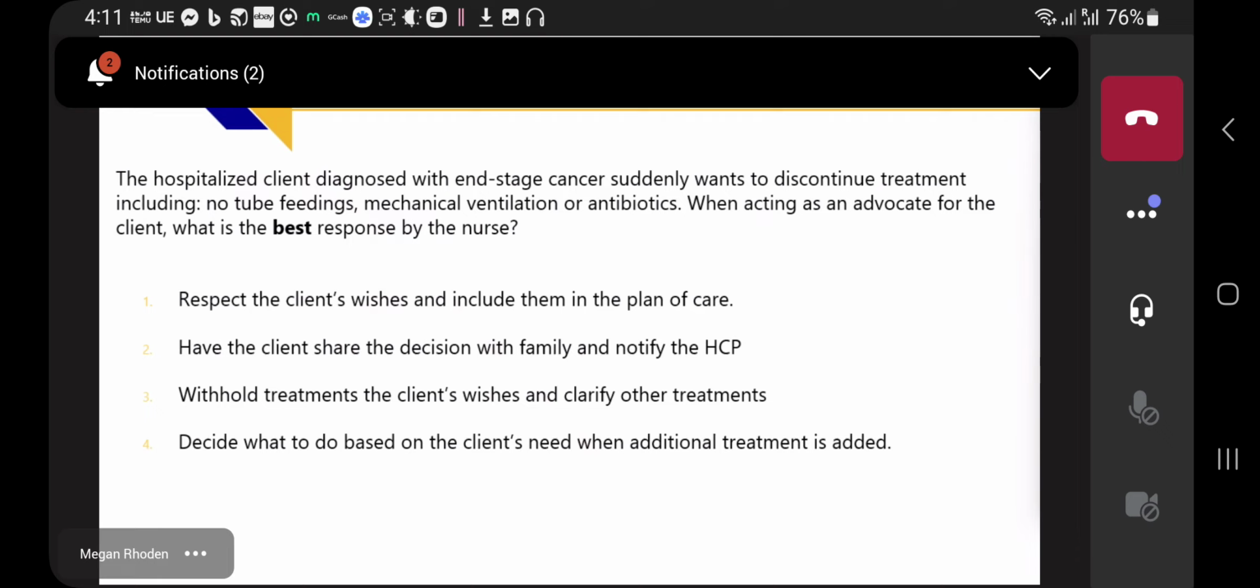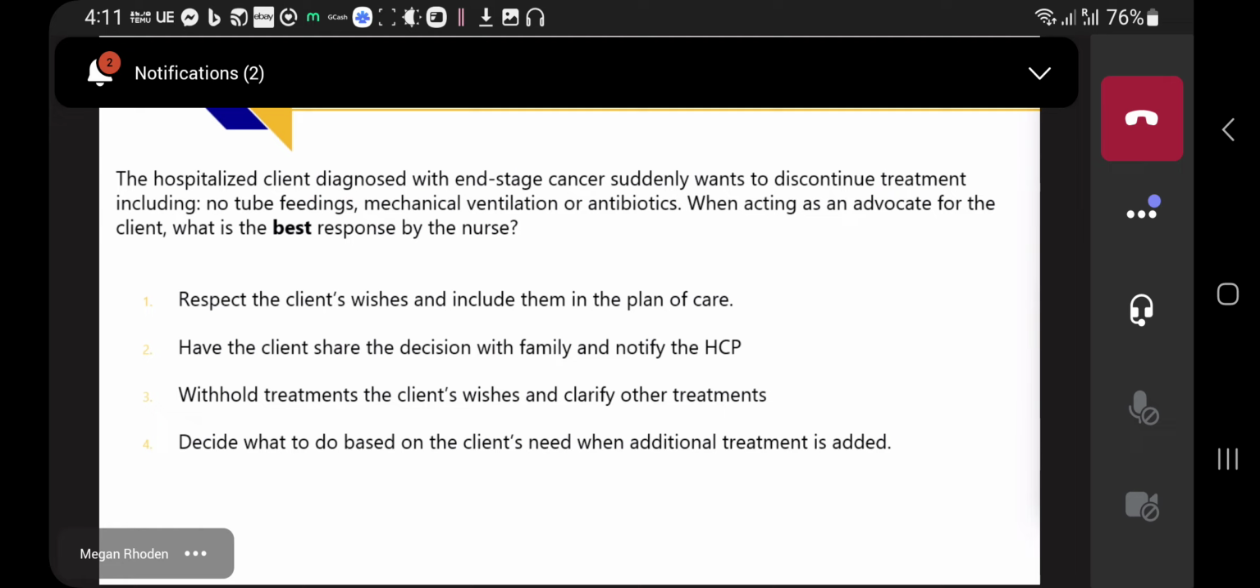So question number 1 says, the hospitalized client diagnosed with end-stage cancer suddenly wants to discontinue treatment, including no tube feeding, mechanical ventilation, or antibiotics. When acting as an advocate for the client, what is the best response by the nurse? Number 1, respect the client's wishes and include them in the plan of care. Number 2, have the client share the decision with the family and notify the HCP.